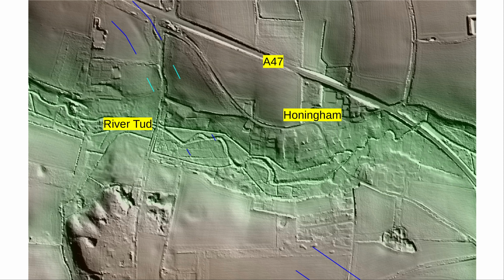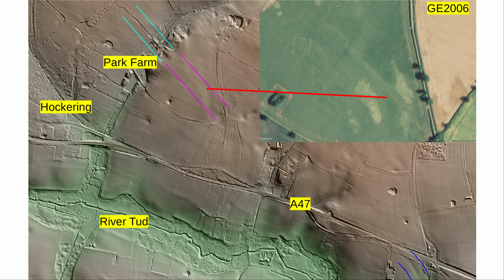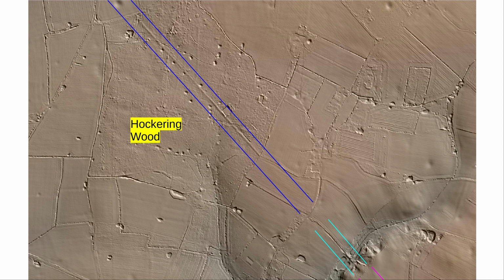The road is visible on the LiDAR as a cut in the side of the hill on the other side of the river. Moving away from the River Tud, the road surface appears as a weak mark on Google Earth imagery, and then heading for another farm track. Then finally, after the road appearing so weakly across its course so far, we have a really strong piece of evidence. Here we are in Hockering Wood, just to the north of Hockering.